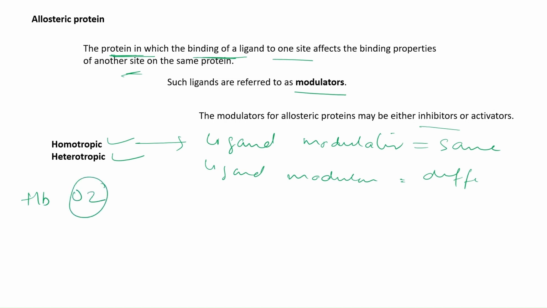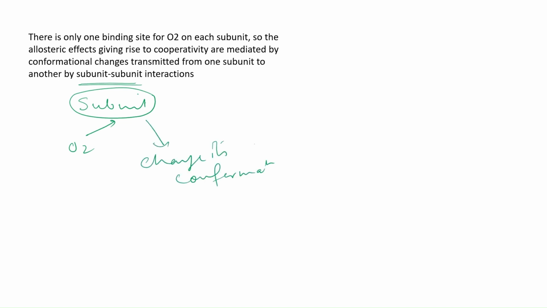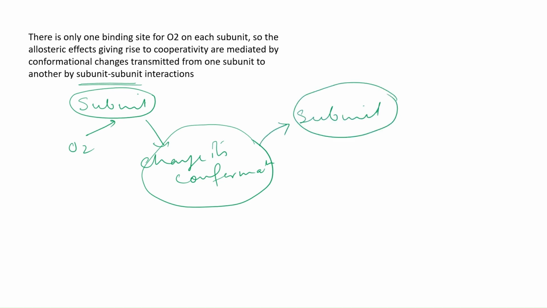So here oxygen is a ligand, but the binding of one oxygen affects the binding of another oxygen. So here oxygen also acts as a modulator. Because the oxygen itself is a ligand and also a modulator, therefore hemoglobin is an allosteric protein. Now this subunit-subunit interaction, how does it occur? Whenever the oxygen binds to one subunit, this subunit will change its conformation. Now this change in conformation will then be mediated to another subunit, making this subunit more compatible for the ligand.